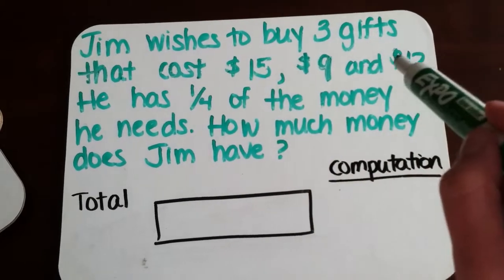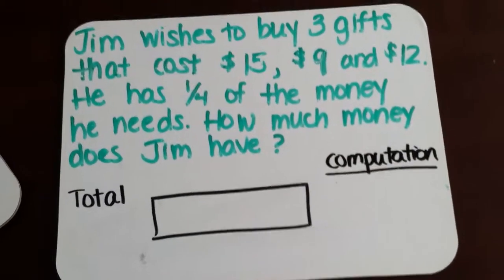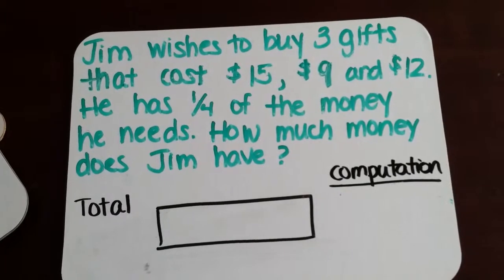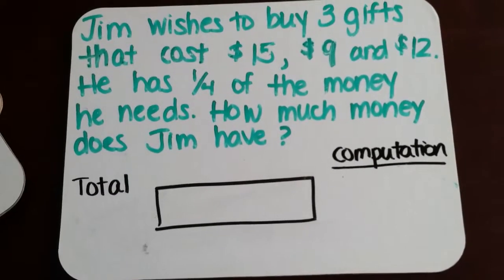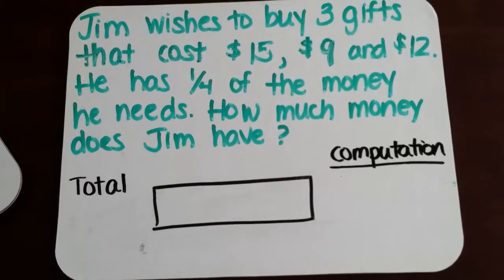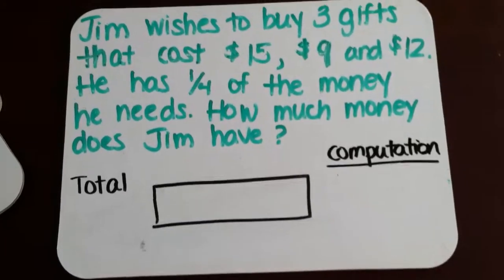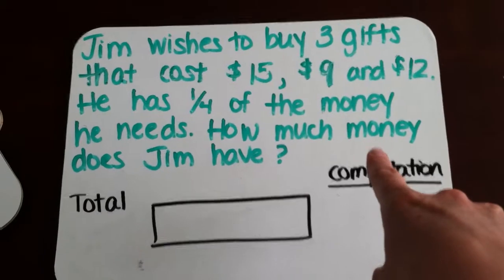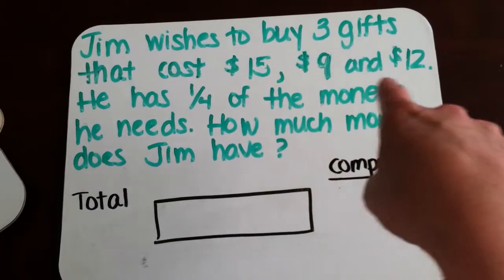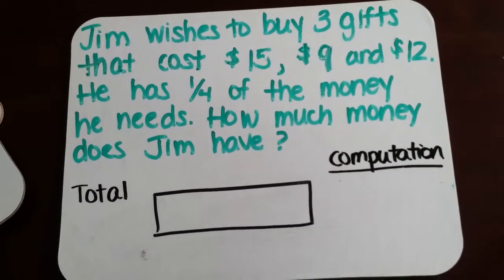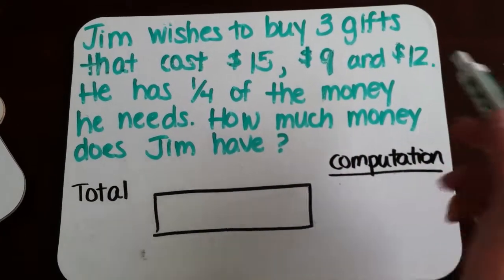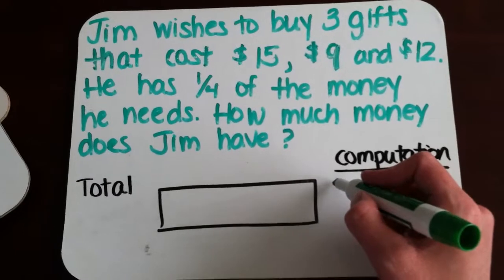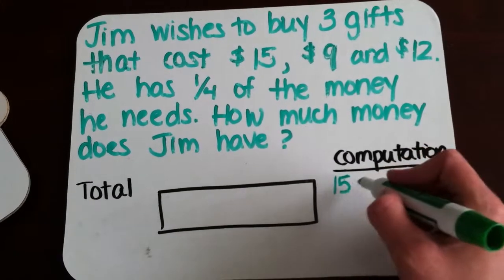Jim wishes to buy 3 gifts. Okay, there's a total of 3 gifts that cost $15, $9, and $12. He has 1/4 of the money that he needs. How much money does he have? Okay, well, it looks like we're talking about money. So our total is going to be these 3 numbers. Oh, there's the extra computation. What am I going to do to those 3 numbers to get the total? Well, to find the total, I would add those 3 numbers.